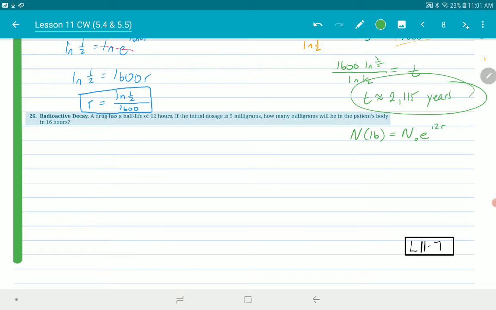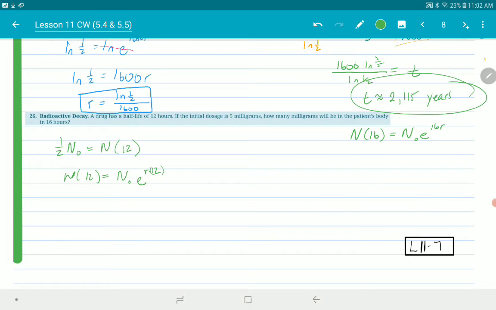I probably should have, hang on a second. Time is 16, sorry. There. So to find r, we're going to use the half-life. So remember, half-life means half the initial amount happens at N of 12 hours. And N of 12 equals the initial amount times e to the rt. Here t is 12 because we're told the half-life is 12.